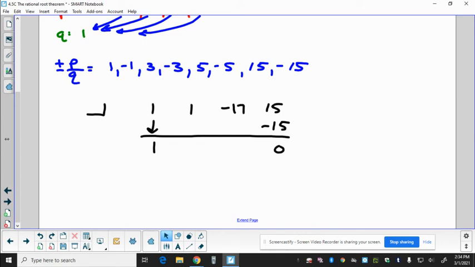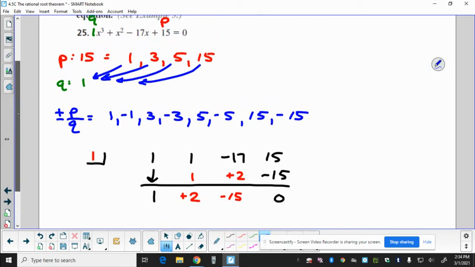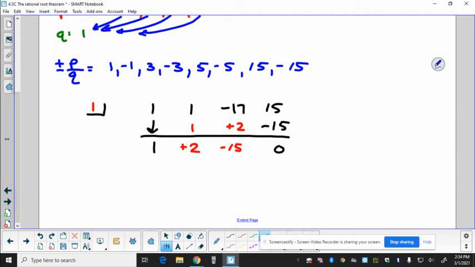So let's see here. What might work for this situation? You got a lot of options. I'm going to go with a 1. And that works. So the next thing I'm going to do is write this as a depressed polynomial, knowing that it was an x cubed. I'm going to drop this down 1 degree and make that 1x squared, 2x minus 15 equals 0.